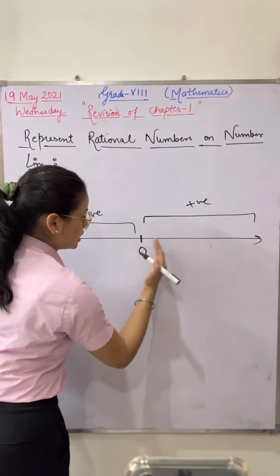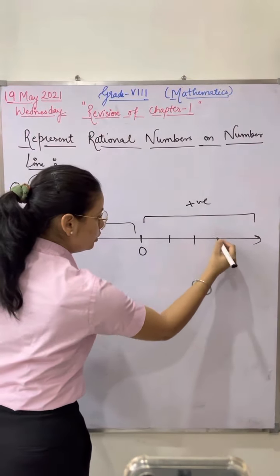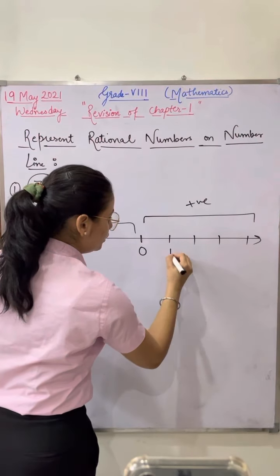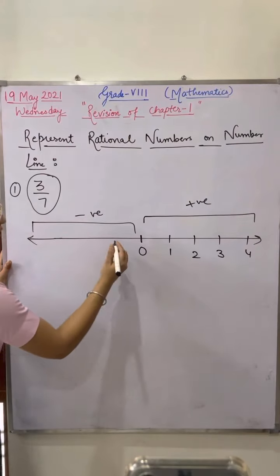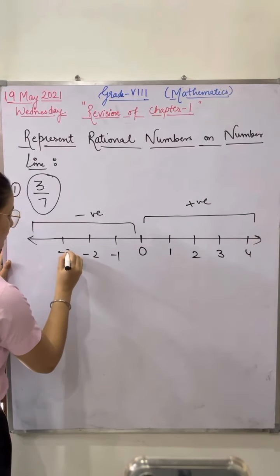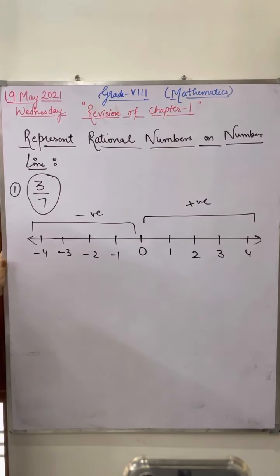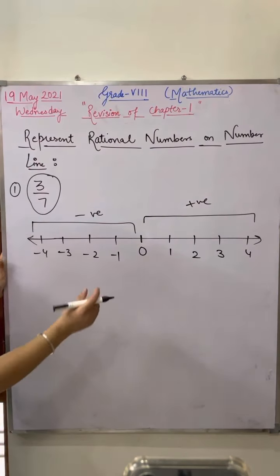Here we start counting from here: 0, 1, 2, 3, 4. We count in this way. And on this side we count in this way: -1, -2, -3, -4, up to infinity. Some students are making this mistake.